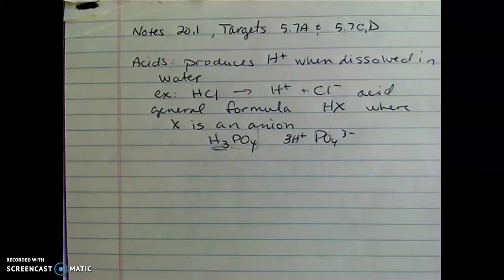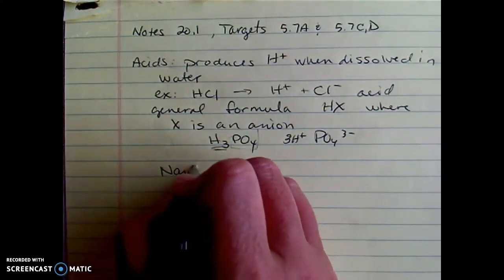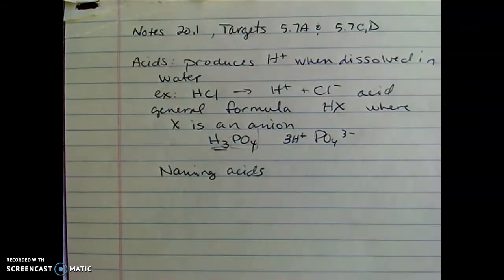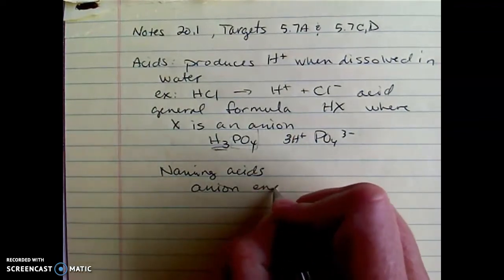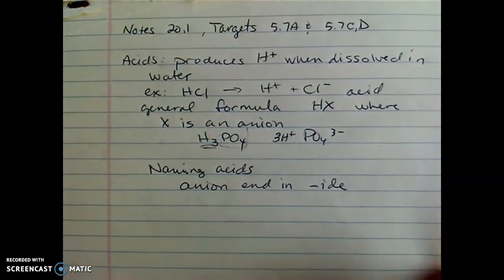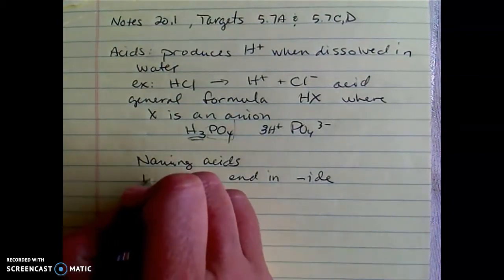Sometimes people think it's a little bit harder when you are looking for a name. There's a special way to name the acids. If we're looking at naming acids, again, you just have to be able to recognize them. I'm not going to ask you to name these. So, naming acids. If your anion name ends in IDE, then you're going to have a special way to name your acid. Okay, so this is the first one.